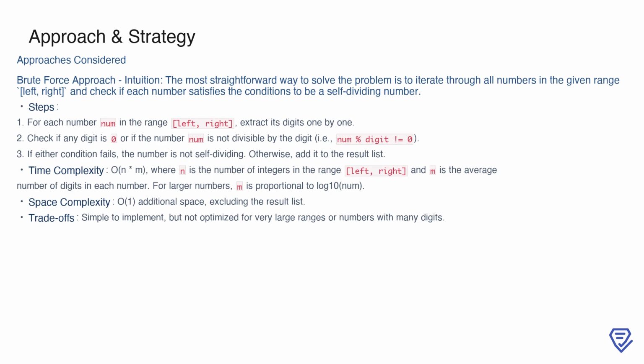While this approach is simple and easy to implement, its time complexity is proportional to both the number of integers in the range and the average number of digits in each number, which can add up for large inputs. However, the space complexity is minimal, requiring only constant extra space besides the result list. The trade-off here is that while it's a good starting point, it's not the most efficient solution for larger inputs or ranges with many multi-digit numbers.